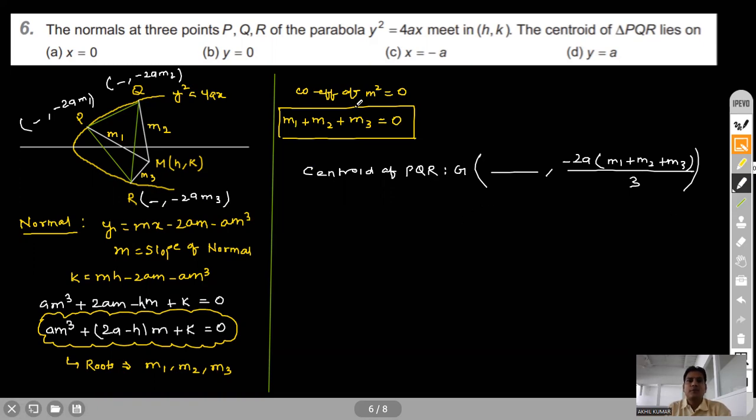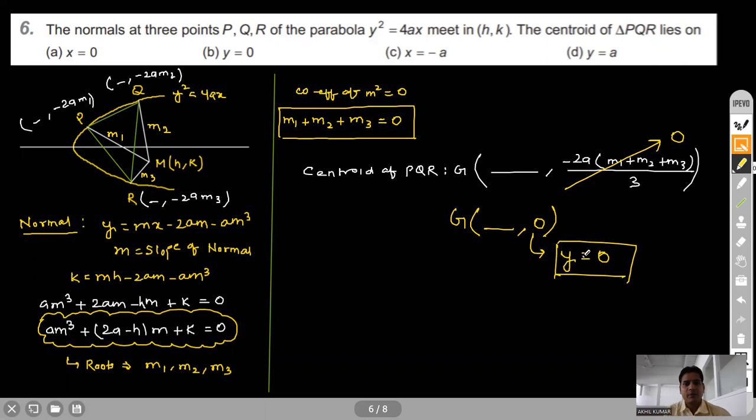Now, this m1 plus m2 plus m3 is equal to 0. So this thing will be equal to 0. So the centroid of this triangle PQR will lie on y equal to 0. This is confirmed. The x coordinate may vary, but the y coordinate is 0. So what does it mean? The centroid will be somewhere on this line. This is our axis for this parabola y square is equal to 4ax. This is the x-axis. Its equation is nothing but y equal to 0.